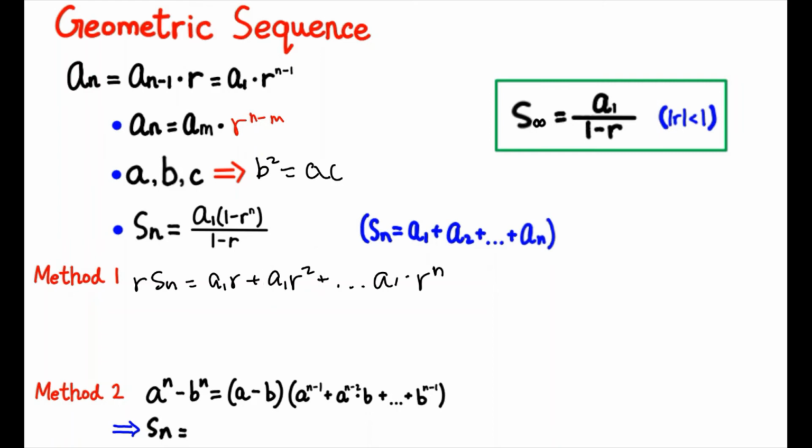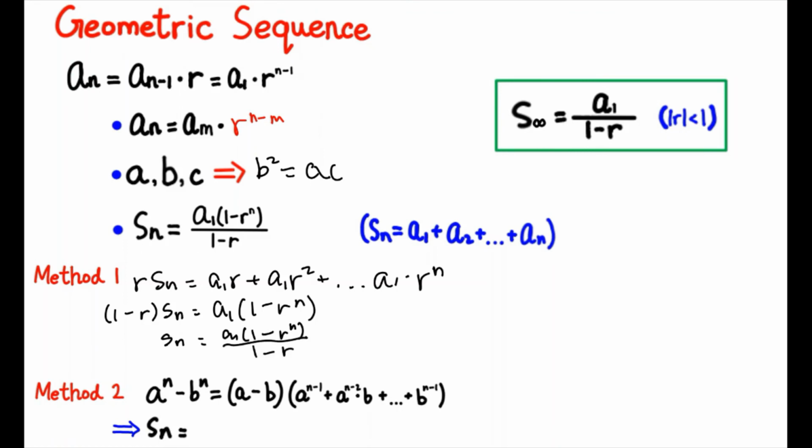Now, by subtracting these two equations, we'll get that 1 minus r times Sn is equal to a1 times 1 minus r to the n. This is because a lot of things in this cancel out, and you're left with this over here. By dividing both sides by 1 minus r, we'll get that Sn is equal to a1 times 1 minus r to the n power divided by 1 minus r. The same thing that is over here.